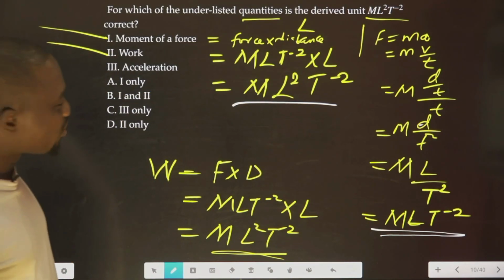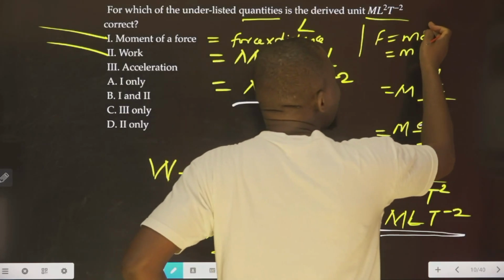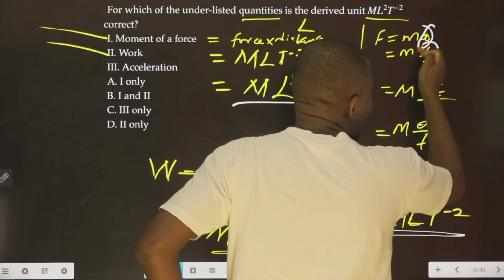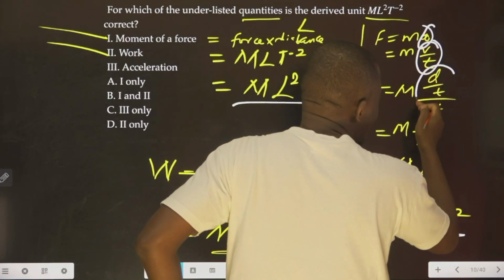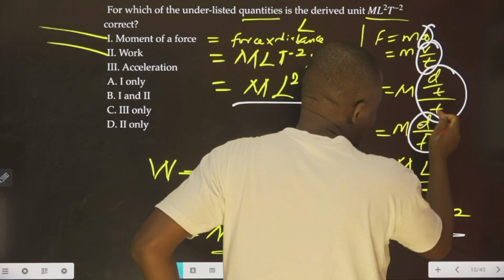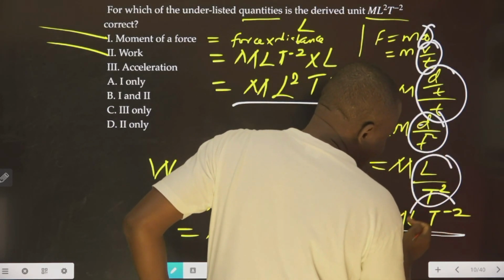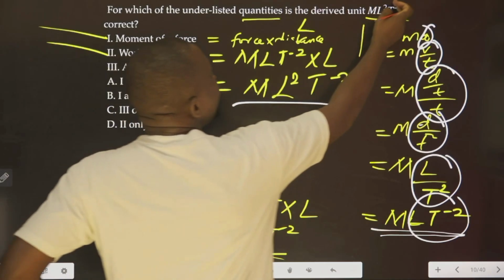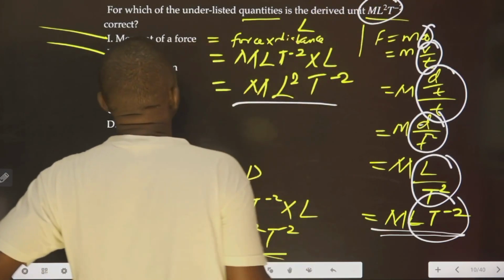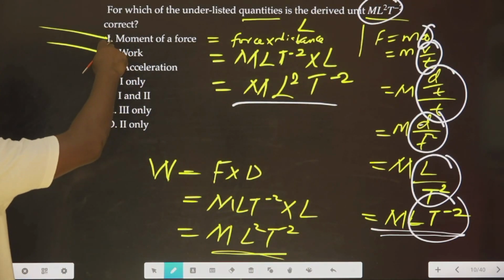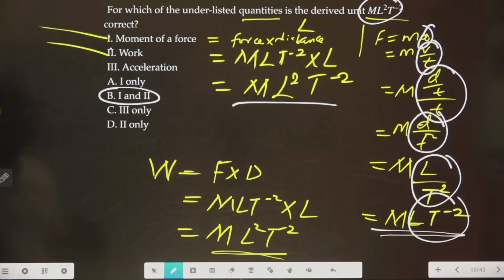The last one is acceleration. You know it can't work because we already know what acceleration is here. Acceleration is not the same thing as everything here. Acceleration is part of this. So therefore, it's this and this, which is B.